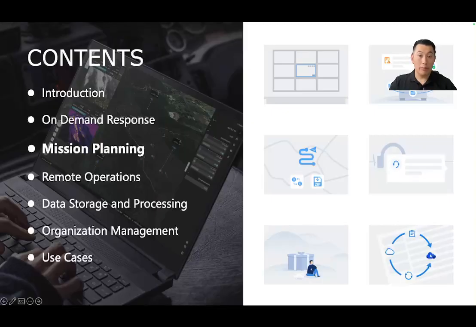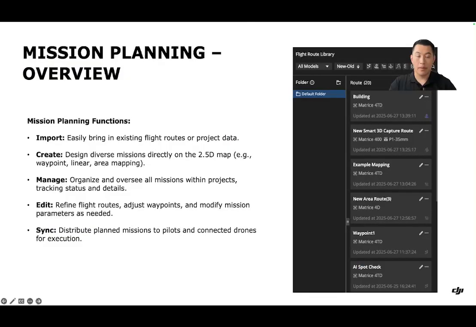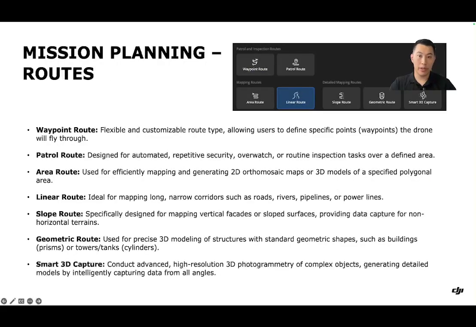Now we'll cover FlightHub 2 mission planning. FlightHub 2 has a mission planning function which allows you to import existing flight routes or project data, create missions directly on the map, manage missions within the projects, edit flight routes, adjust waypoints, and distribute planned missions. FlightHub 2 has comprehensive route options that include waypoint, patrol, area, linear, slope, geometric, and smart 3D capture. So as you can see, this is the menu when you're planning a mission in FlightHub 2. You're able to select which one you would like.